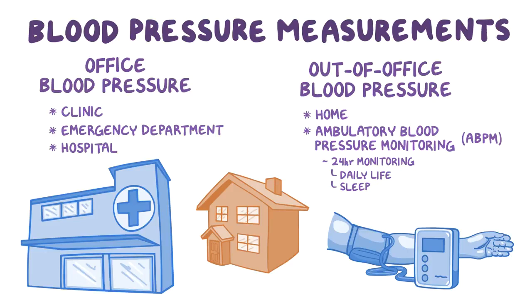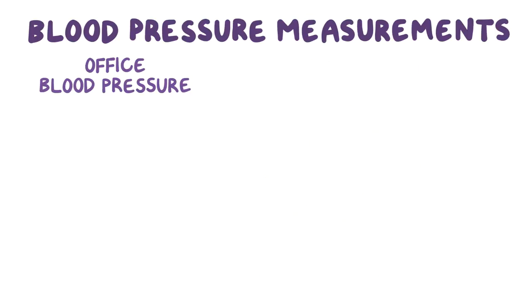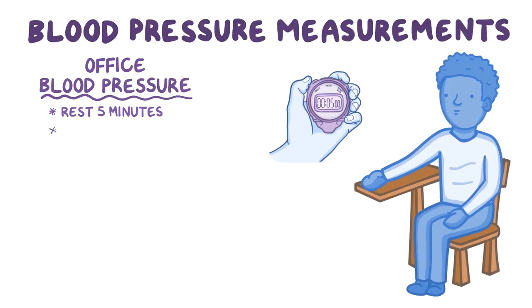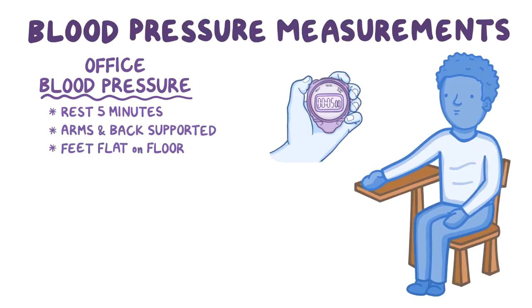Ambulatory blood pressure monitoring is the best way to diagnose hypertension, but it's not always feasible, so it's usually done when office and home blood pressure measurements are really discordant from one another. Now, the first step for an office blood pressure is to make sure that the patient has rested for at least 5 minutes and is positioned properly, sitting with their arms and back supported and their feet flat on the floor. And the measurement should be repeated at least twice.